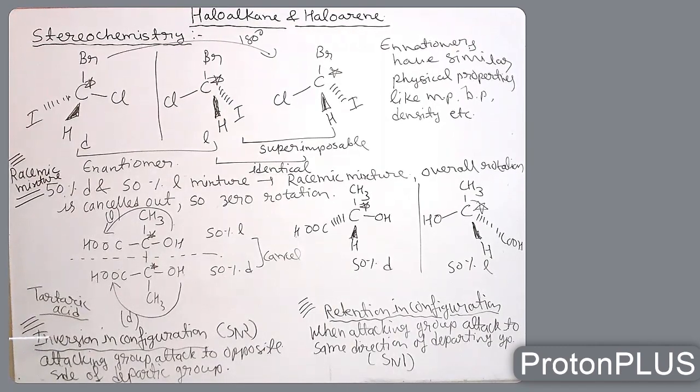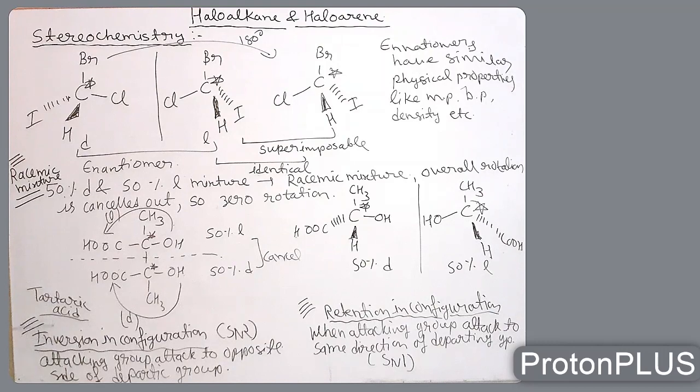Next term, that is inversion in configuration. We have already discussed inversion in configuration and retention in configuration while we differentiated between SN1 and SN2 reactions. If the attacking group attacks the opposite side of the departing group, then it is said to be inversion in configuration. And when the attacking group attacks from the same direction as the departing group, then it is said to be retention in configuration, generally observed in the SN1 mechanism.